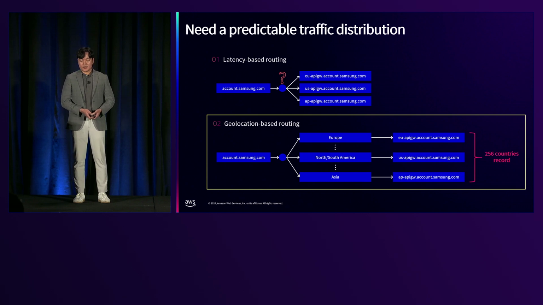Implementing the geolocation-based routing method presents a new concern. Route 53 geolocation-based routing supports specifying approximately 256 countries separately for record settings. Although this offers benefits such as predicting traffic for each country, it substantially increases operational complexity. So we needed to start exploring ways to group countries.